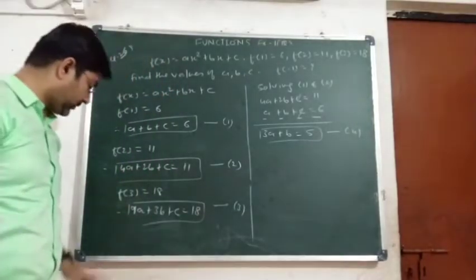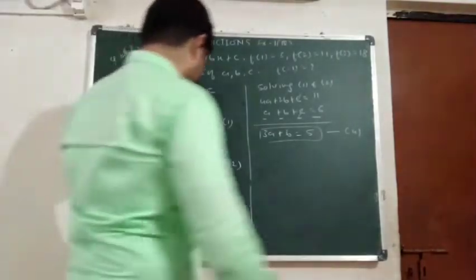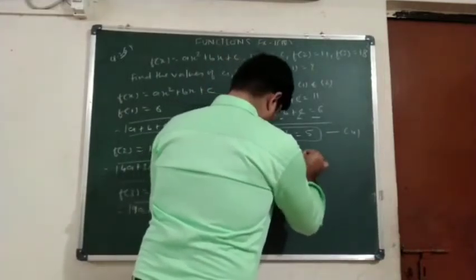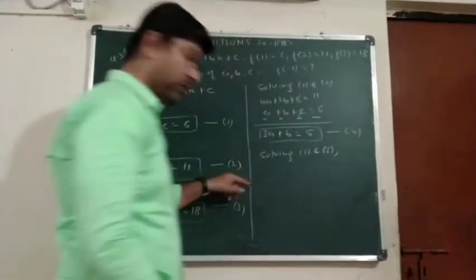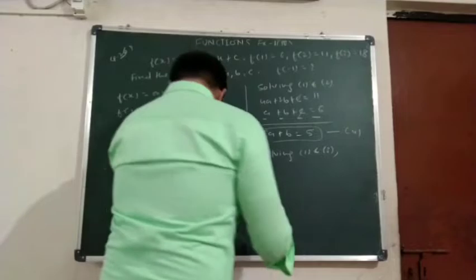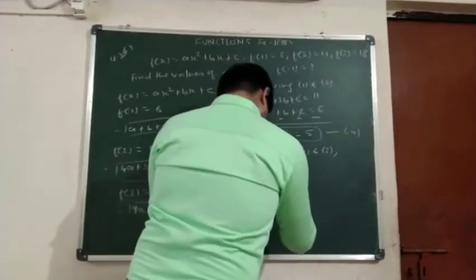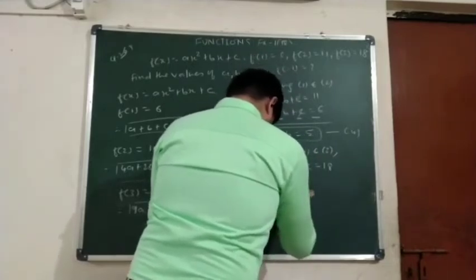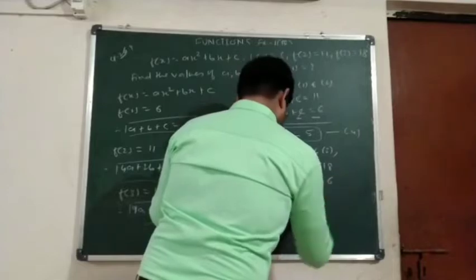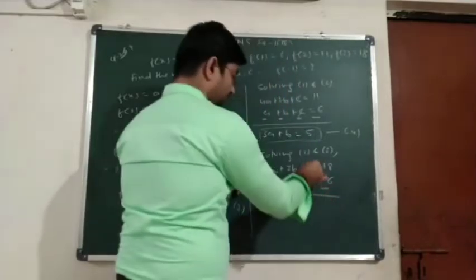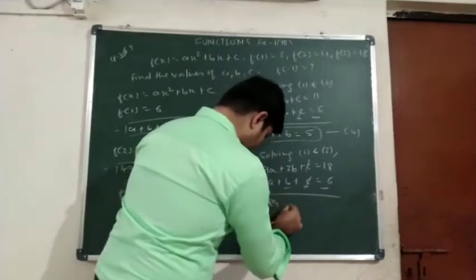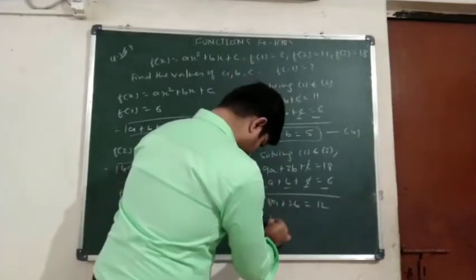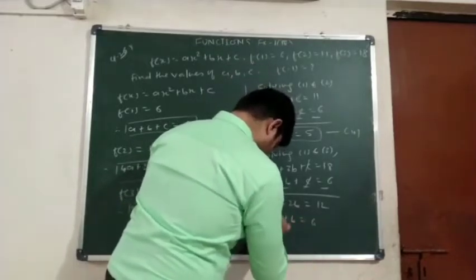Now let us solve 1 and 3. You can solve any of 2 and 3 or 1 and 3. So we will solve 1 and 3. So we have equation number 3, 9a plus 3b plus c is equal to 18, and a plus b plus c is equal to 6. On changing the sign and subtracting, we get 8a plus 2b is equal to 12, or 4a plus b is equal to 6.